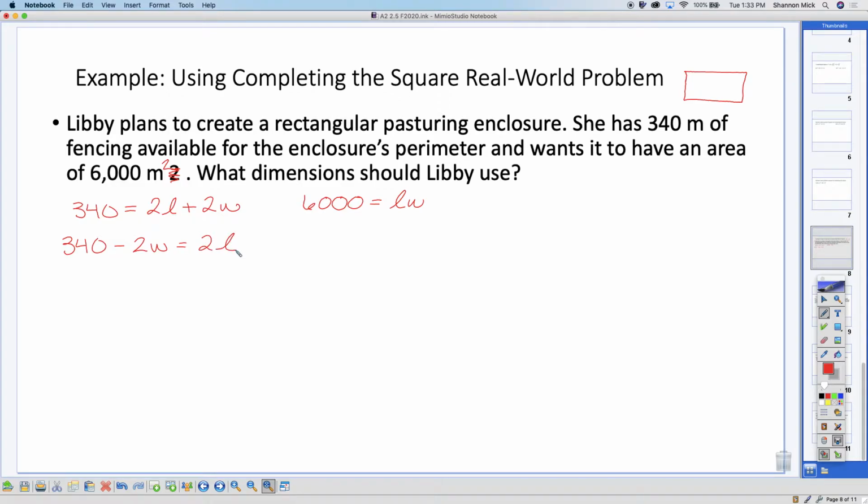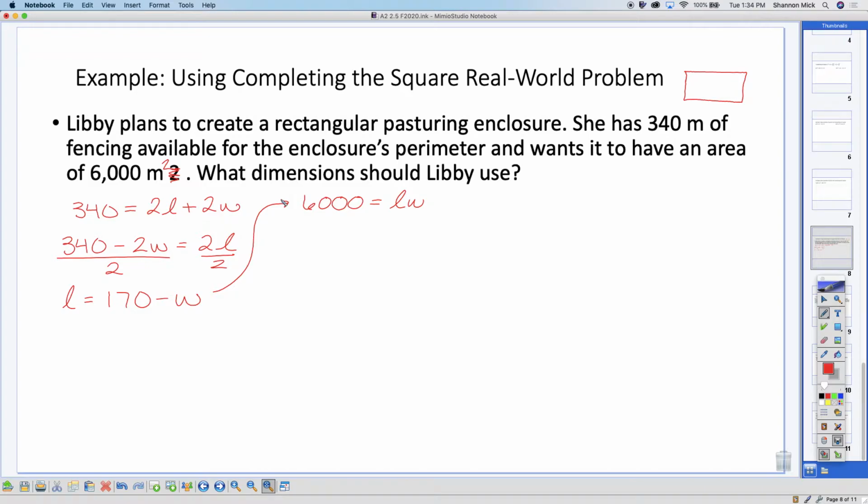Okay. Then what? You're solving for what? L. Can you divide my whole thing by 2? Divide everything by 2. And that means everything, yes? Even the 340. So I get length equals 170 minus W. So now that I have length equals 170 minus W, I can plug it into that equation, correct? Yes, ma'am. So then I will have one variable, which I can always solve an equation in terms of one variable, can't I?